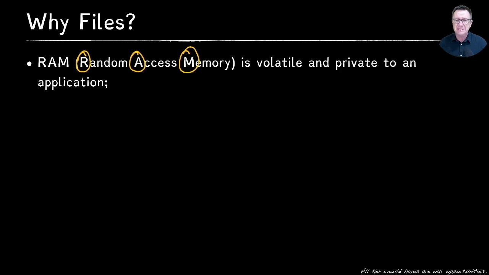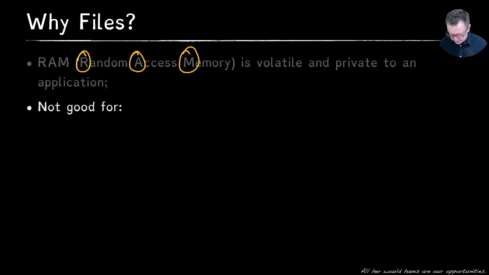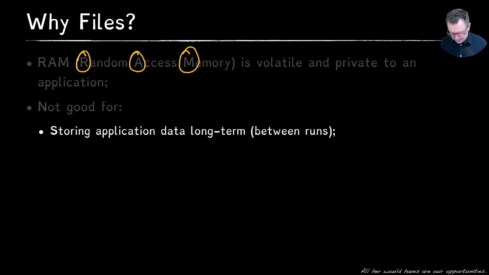Now, random access memory, like we say, is volatile and it's private to an application. And we mean that by saying the things it's not good for. It's not good for storing data for an application long term. That is, between runs, between opening it and closing it again.